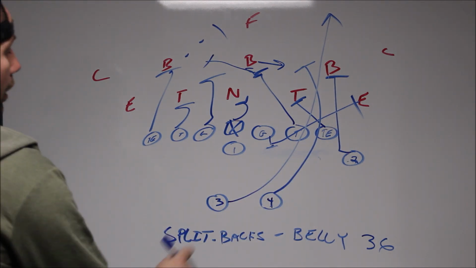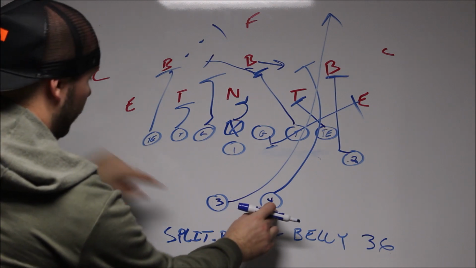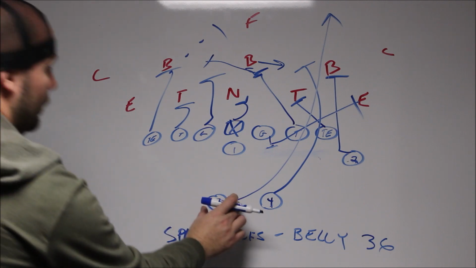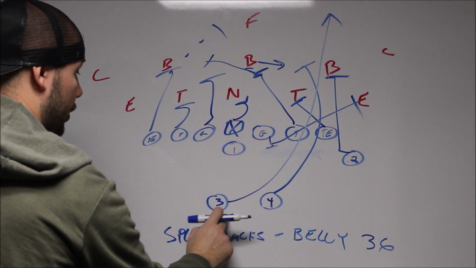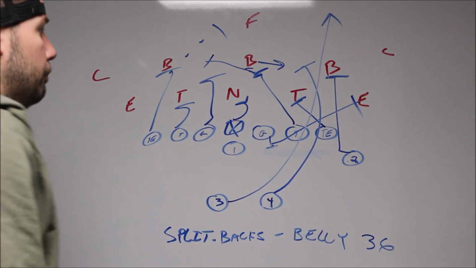Now, I like to cheat my halfbacks a little bit closer, because the further they are wide, the longer it takes for him to get downhill. So I do like to have him in the A gaps, kind of between the center and guards. I will cheat him over a little bit, so it's less distance he has to travel.